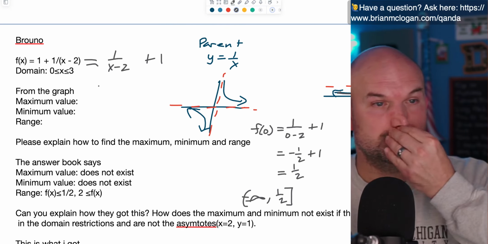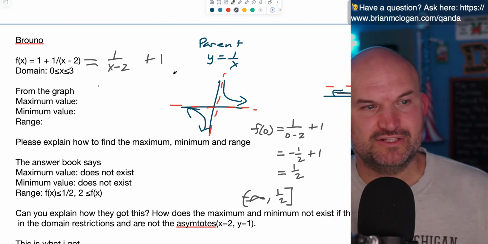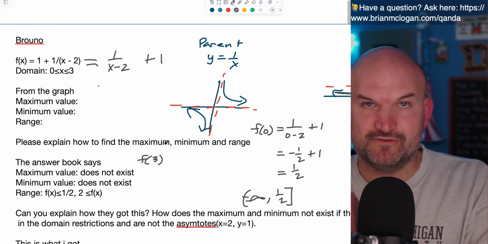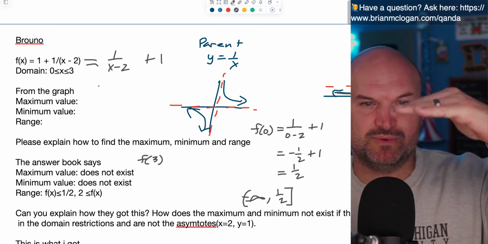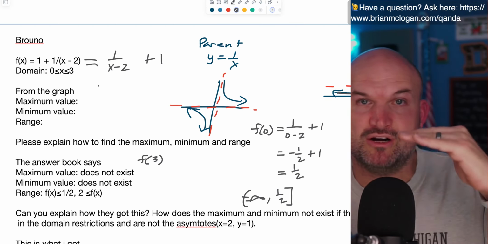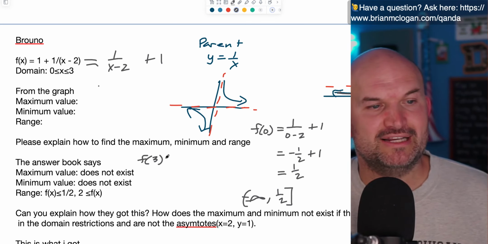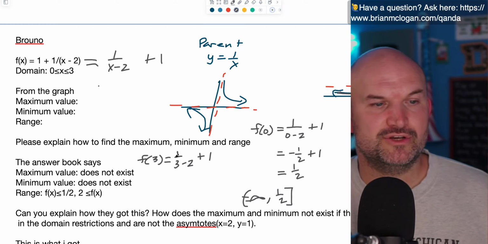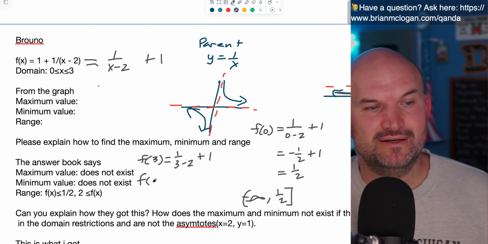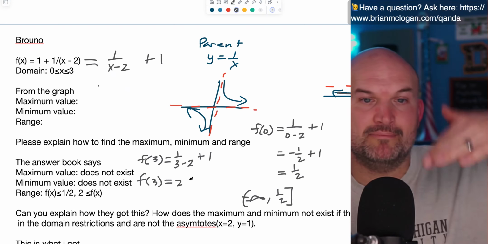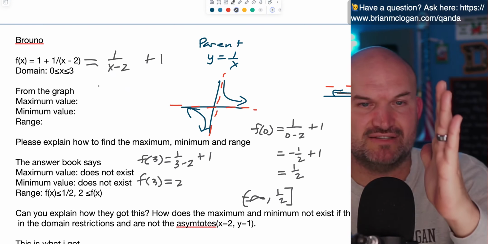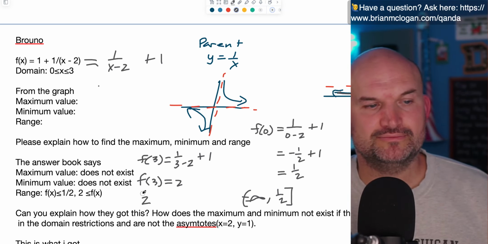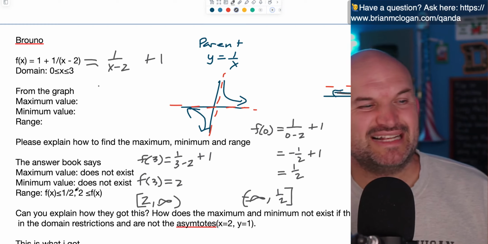And then from 3, so let's figure out what f of 3 is, because that's the other part of your domain. We know these are the two parts. So if I do 1 over 3 minus 2 plus 1, 3 minus 2 is 1, so f of 3 equals 2. But for everything less than my x value of 3, the range keeps on going up. So that's why we can say it's going to be from 2 to infinity. So that's how they got that range.